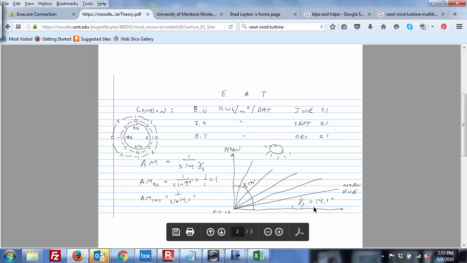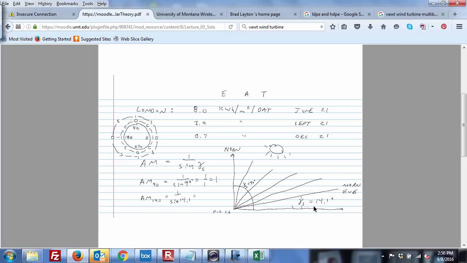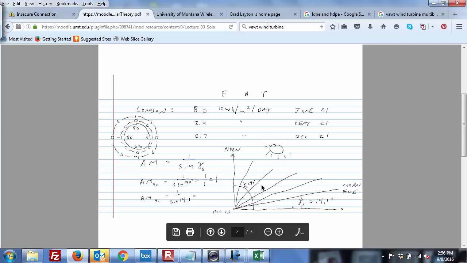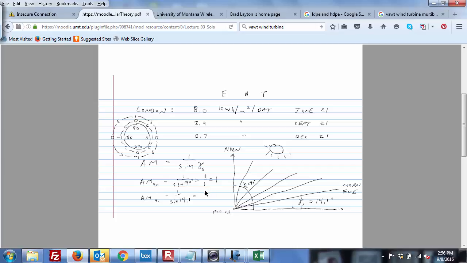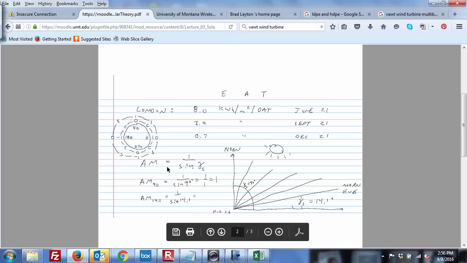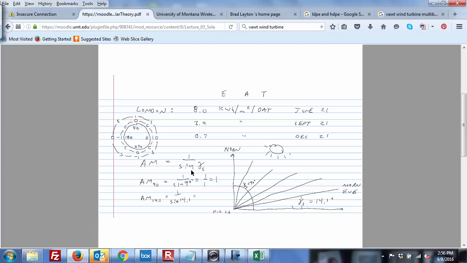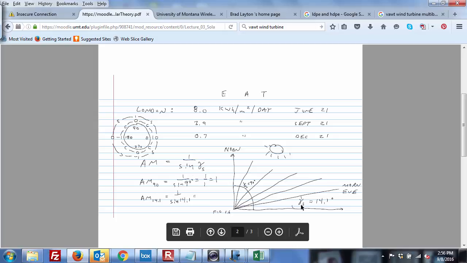And here I've just got the angles, elevation angles. So in the morning and evening, your sun is coming in at 14.1. Later in the day, it might be much higher. So what we're looking at here is the value, so 1 over the sine of this gamma.